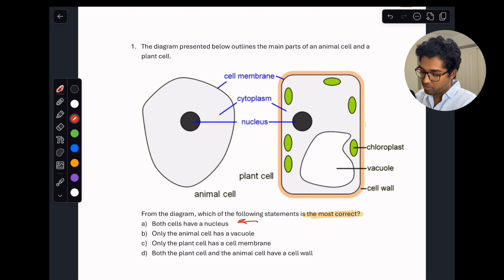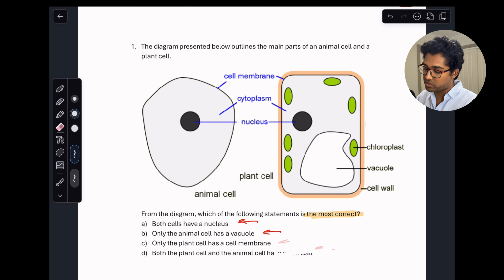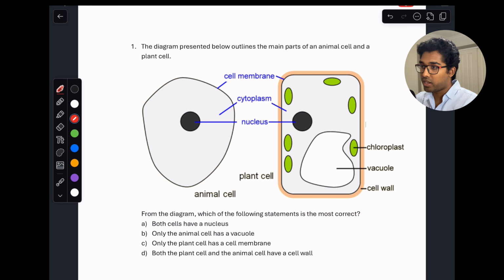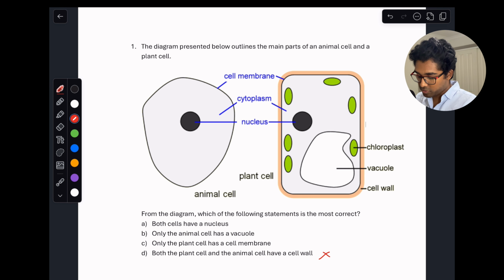Well, we're given the statements: both cells have a nucleus, only the animal cell has a vacuole, only the plant cell has a membrane, both plant cell and animal cell have a cell wall. Looking at this diagram now, we can see that plant cells have a cell wall, while animal cells do not, right? So plant cells have the cell wall here, animal cells don't. So we know that option D clearly cannot be the correct answer. Option C, only the plant cell has a cell membrane. We can see in the diagram that both plant and animal cells have a membrane. So this is incorrect as well.